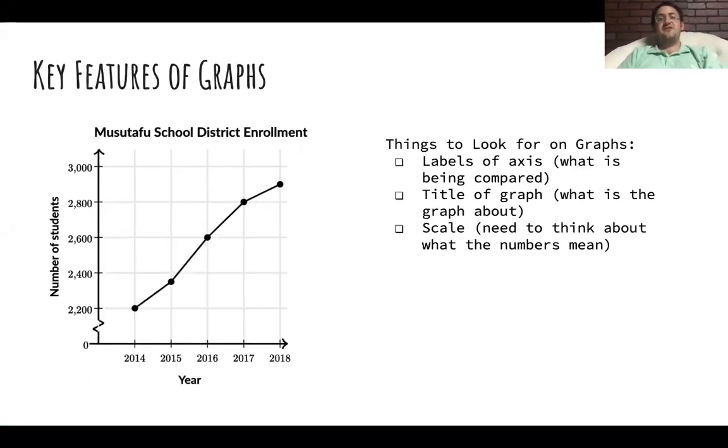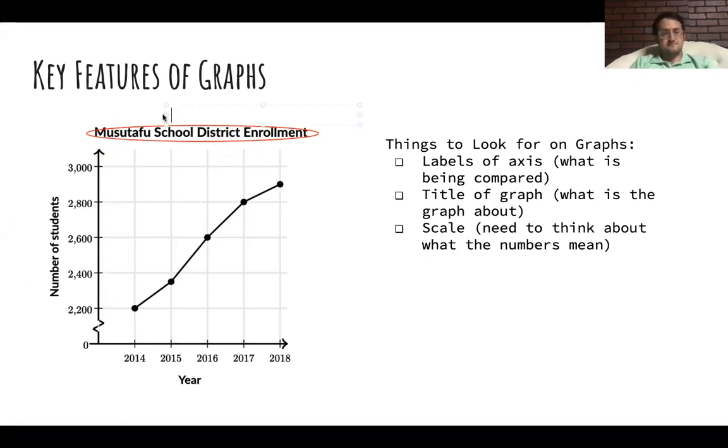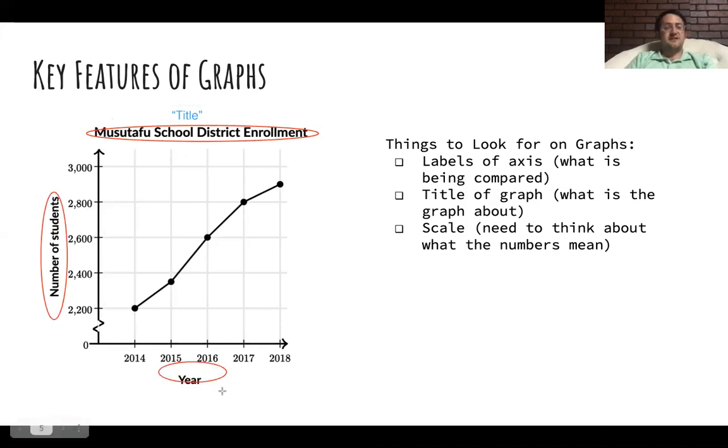So some key features of graphs that you should be paying attention to is the title of the graph. This is kind of like the general subject of the graph. And then you should be paying attention to what the axes represent. So this is sort of what we are comparing in the graphs.